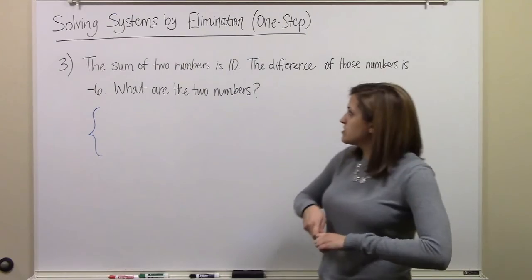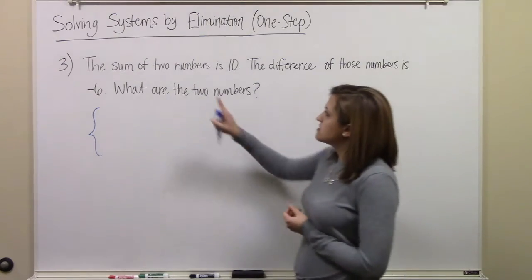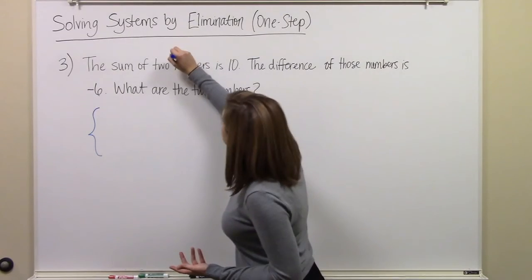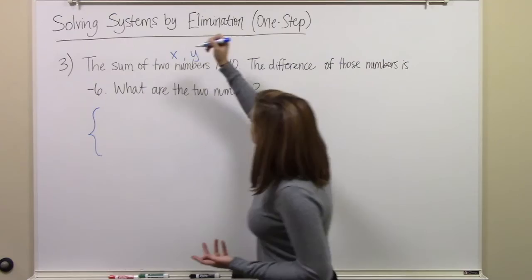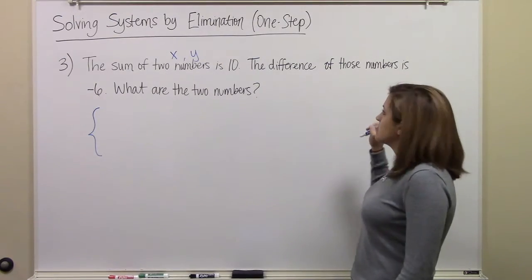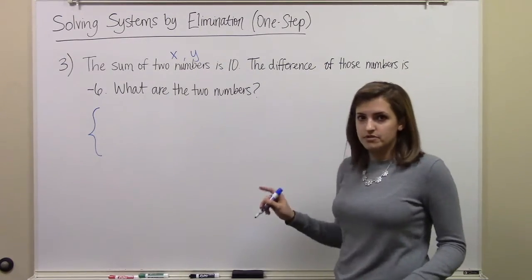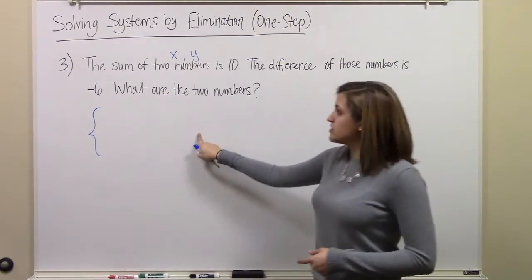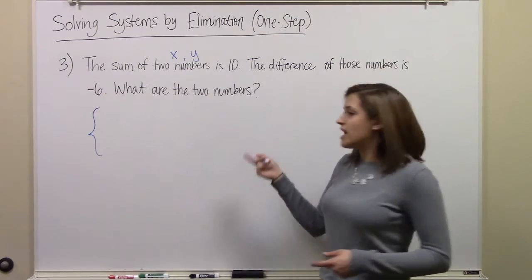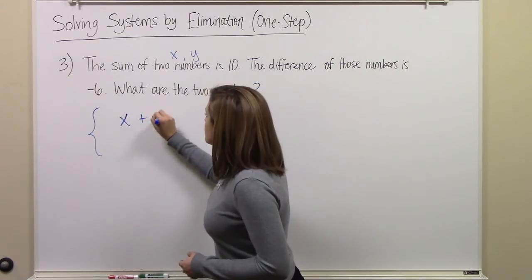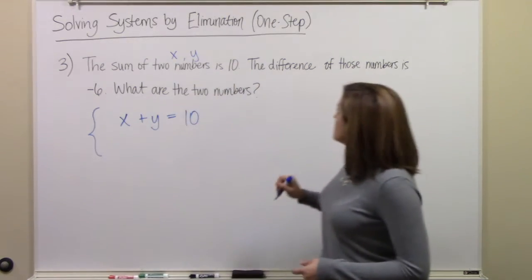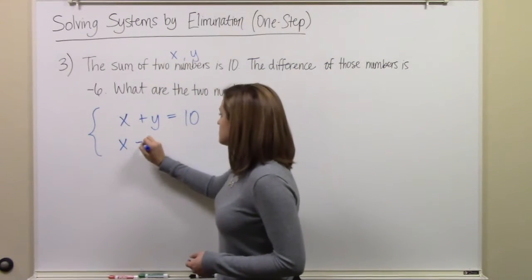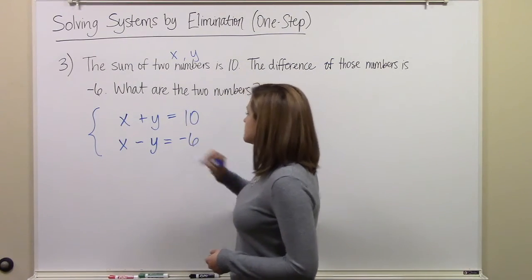So let's look at what the information they give us is. They give us that the sum of two numbers is 10. So two numbers, I'm just going to call them x and y. And the difference of those numbers is -6. So we're dealing with the same numbers. And they ask us what are the two numbers. Okay, so our first equation is going to be the sum of the numbers. So we're going to find x plus y equals 10. And then they say the difference of the same numbers is -6. So the difference is subtraction, x minus y equals -6.